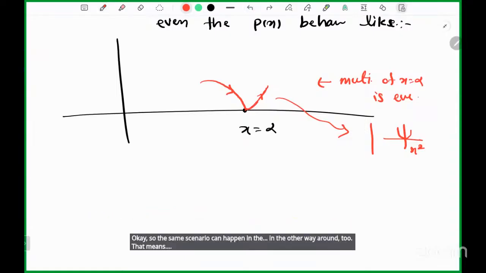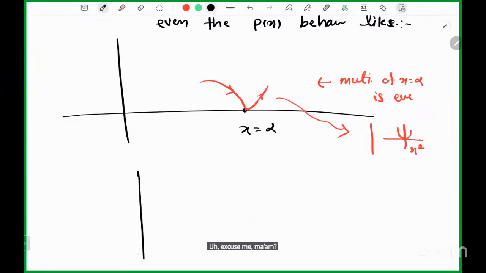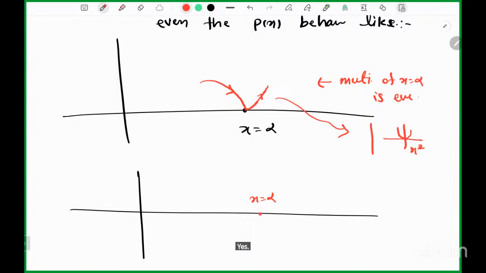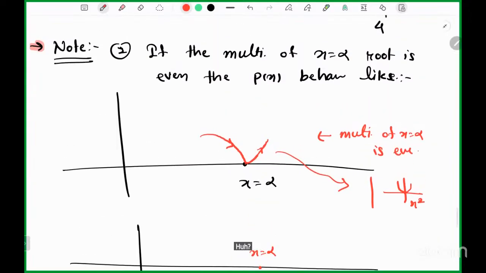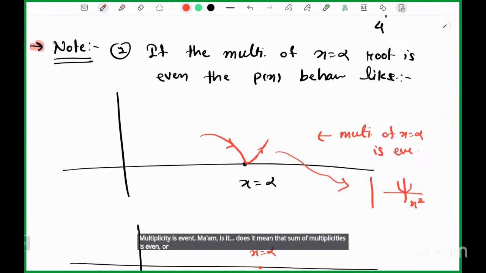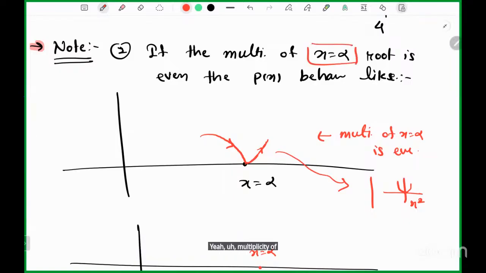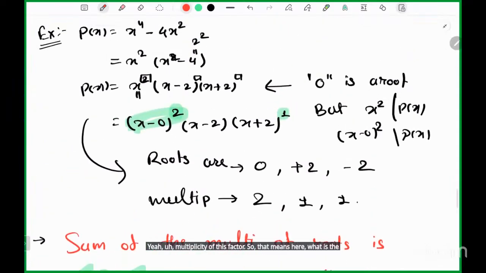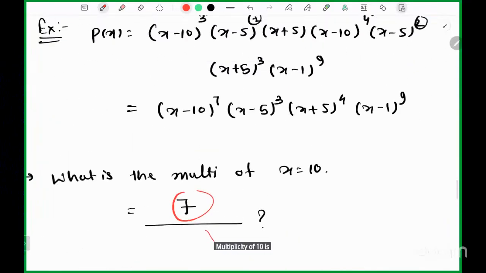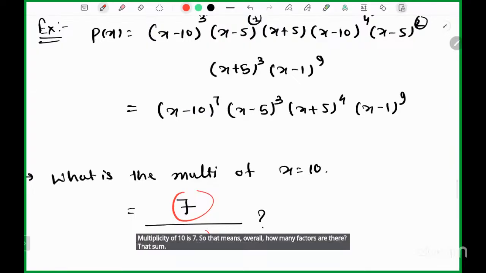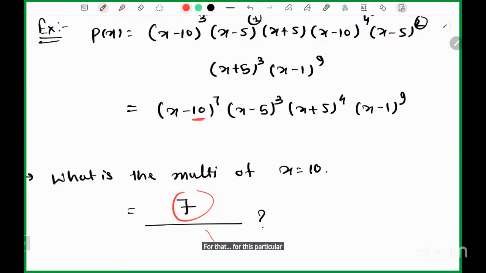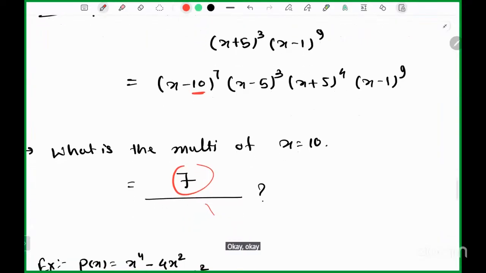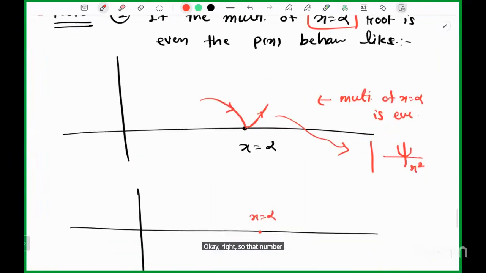Excuse me, ma'am, in this statement you mentioned that if the multiplicity is even, does it mean the sum of multiplicities is even, or just the highest degree? Yeah, the multiplicity of this factor. Here, what is the multiplicity of 10? The multiplicity of 10 is 7. For this particular 10, I'm talking about one root, not the entire sum. Okay, right? So that number you have to consider.